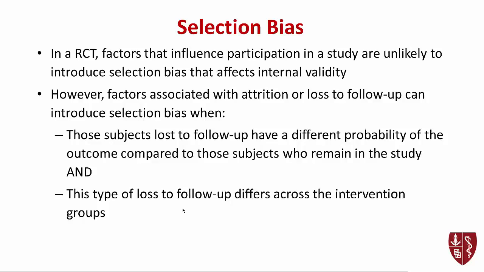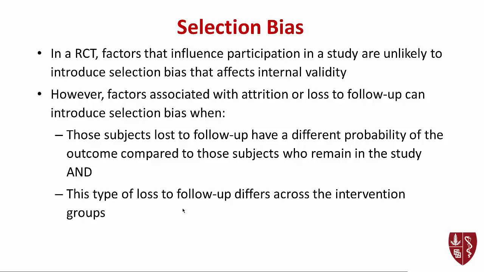So what this means is that if the losses to follow-up are simply due to random chance and they're occurring equally in the two arms that you're comparing, then that won't threaten internal validity. That might reduce your statistical power, and so you may not be able to detect a difference, which introduces maybe a random error, but it's not going to introduce selection bias. It won't bias the association you're seeing in the study.